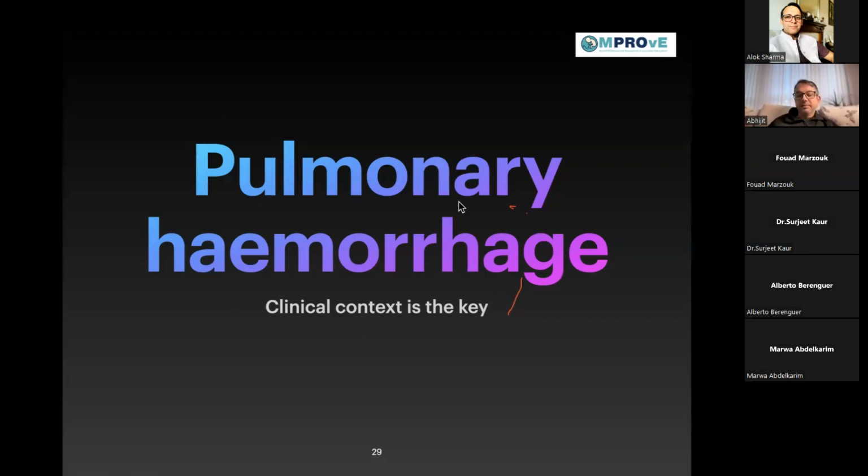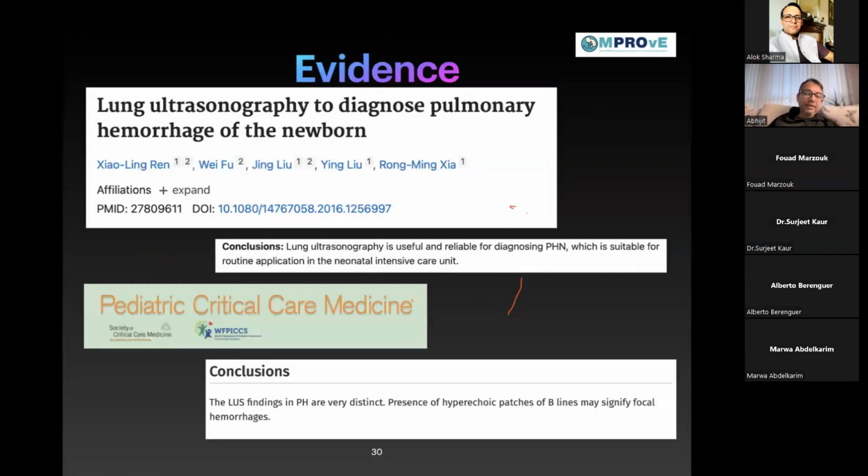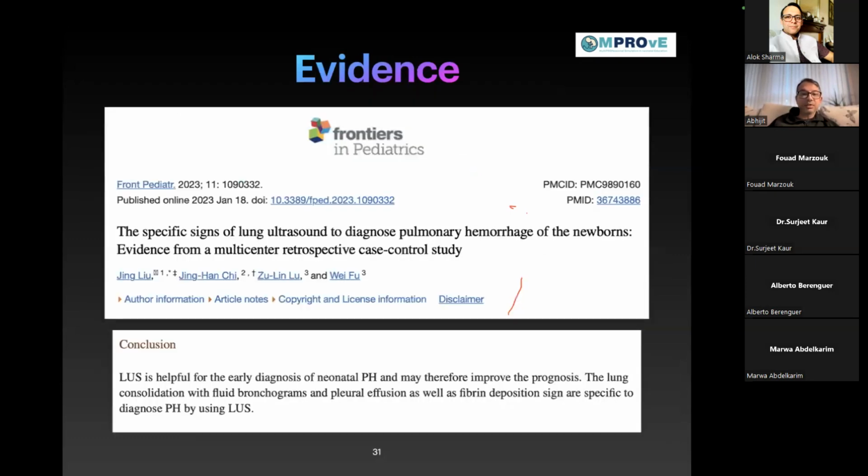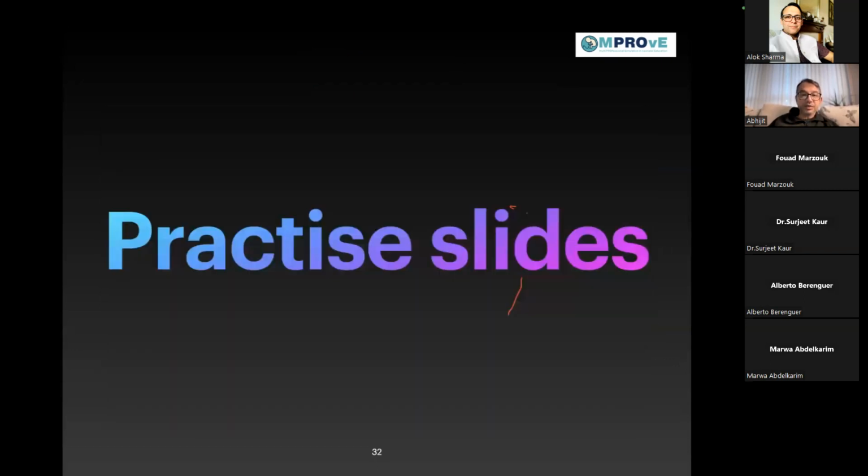There are no special signs to talk about in pulmonary hemorrhage. Just as in pneumonia or effusion there are fluids, in hemorrhage that fluid is blood. All other signs stay the same. And again, there is growing evidence. As the days go by, publications are coming out, and we are talking about all the different signs we see on lung ultrasound in terms of pulmonary hemorrhage in newborns. But clinical background and context is the key in diagnosing.